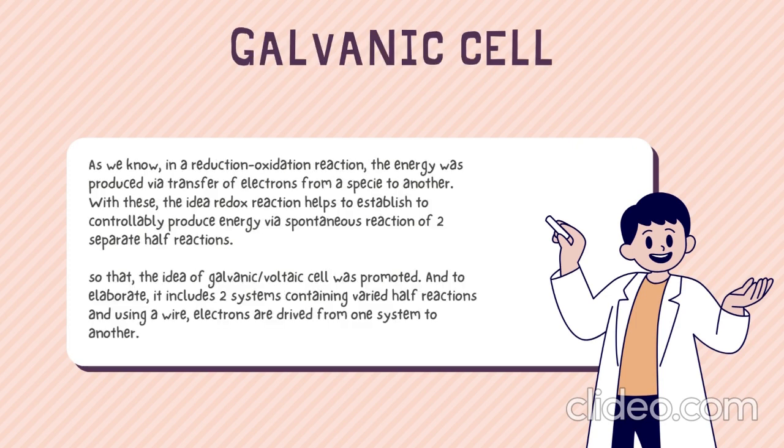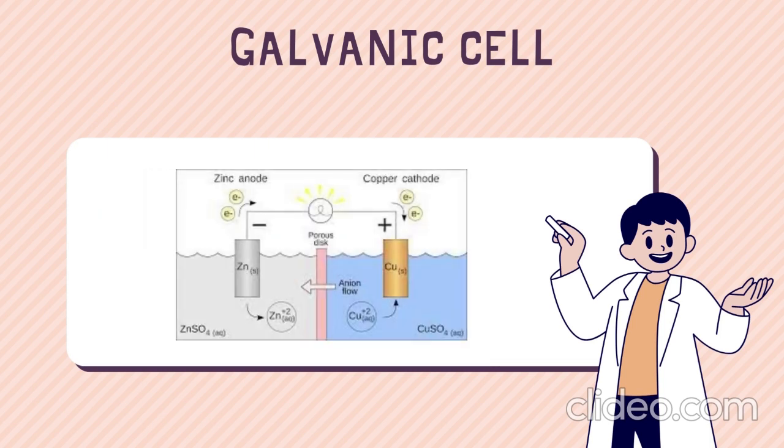As we know, in a redox reaction, energy is produced by the transfer of electrons from one species to another. With the idea that a redox reaction helps establish controllably produced energy by the spontaneous reaction of two separate half reactions, the galvanic or voltaic cell was promoted. To elaborate, it includes two systems containing varied half reactions, and using a wire, electrons are driven from one system to another. This is the setup for the reaction within the galvanic cell. As you can see, we have a zinc anode and a copper cathode.